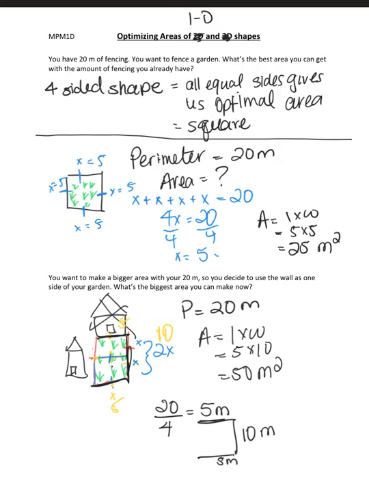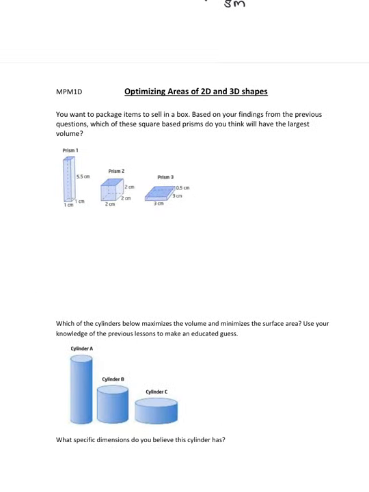So I hope that you're all doing well. This is how we optimize this area. Spoiler alert, the same thing happens with areas that are 2D and 3D shapes. So we just looked at 2D. In 3D shapes, the exact same thing is going to happen because in 3D shapes, basically you still want to have all of the same sides.